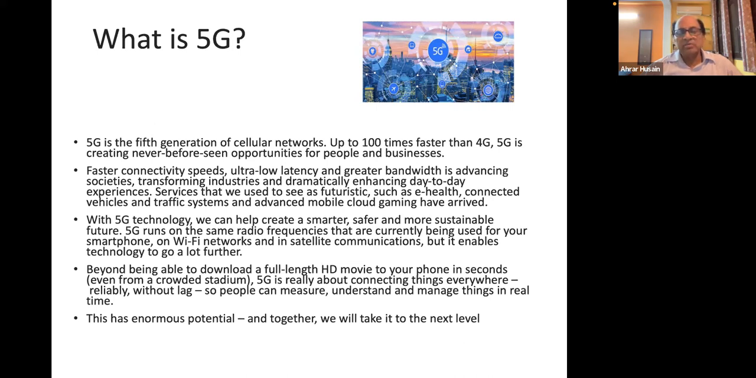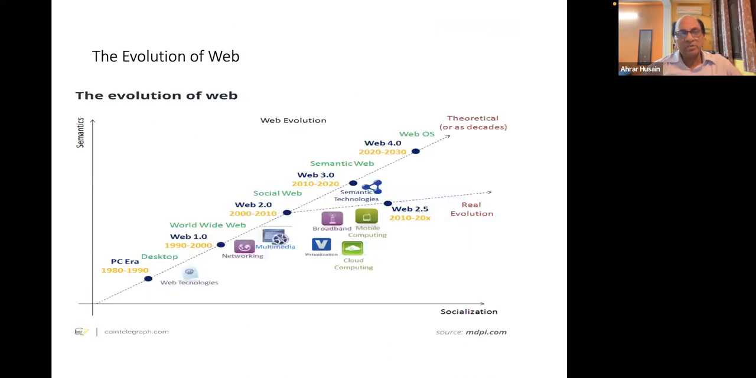5G runs on the same radio frequencies that are currently being used for smartphones, Wi-Fi networks, and satellite communication. So this means 5G has enormous potential, and together we will take it to the next level when 6G will also be available. This means जो evolution हुआ है वेब का, वो अभी तक यहाँ तक हम लोग यूज कर रहे हैं. And basically we are using broadband, semantic technology, mobile computing, web 2.0, and real evolution. और ये सारे क्लाउड कंप्यूटिंग, मल्टीमीडिया, नेटवर्क ही कर रहे हैं.